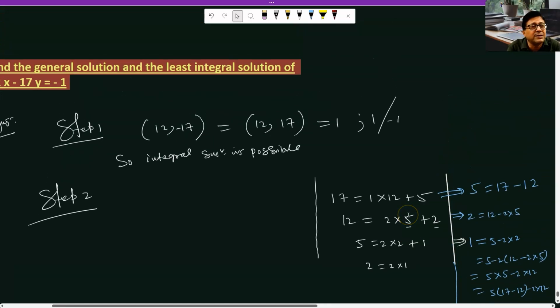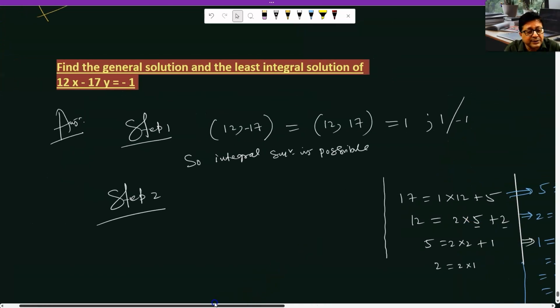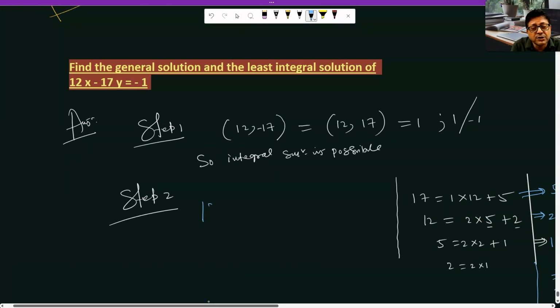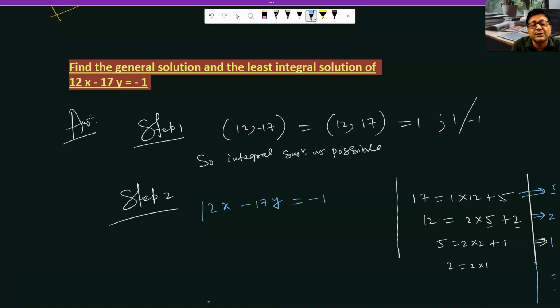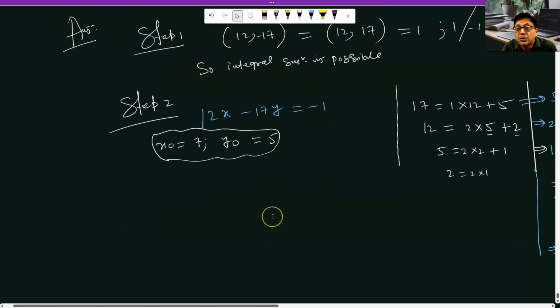This equation was 12x minus 17y equal to minus 1. What have I got? The initial value, x0 equal to 7 and y0 equal to 5. Really, 84 minus 85 is minus 1. So this is your initial solution. Then what to do? I'll show you that step with the numericals which we have done before.